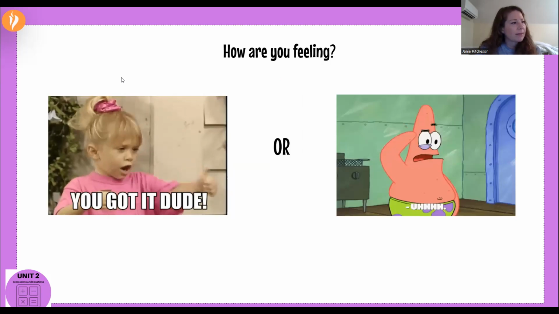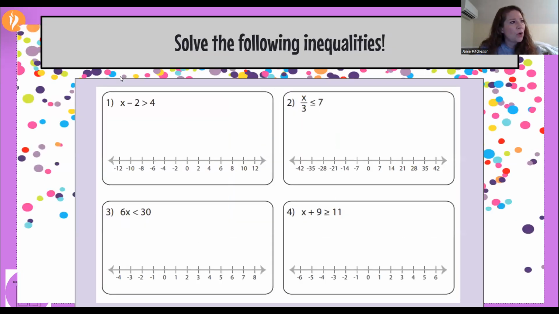All right, how are you guys feeling about that? All right, so this is going to be my last slide for the day, but I want you guys to write these 4 problems down with me, or do it on your paper, and then I want you to pause the video. I want you to see if you can not only solve them, but also graph them, okay? Because you have to do that tomorrow on your own in your math problems.